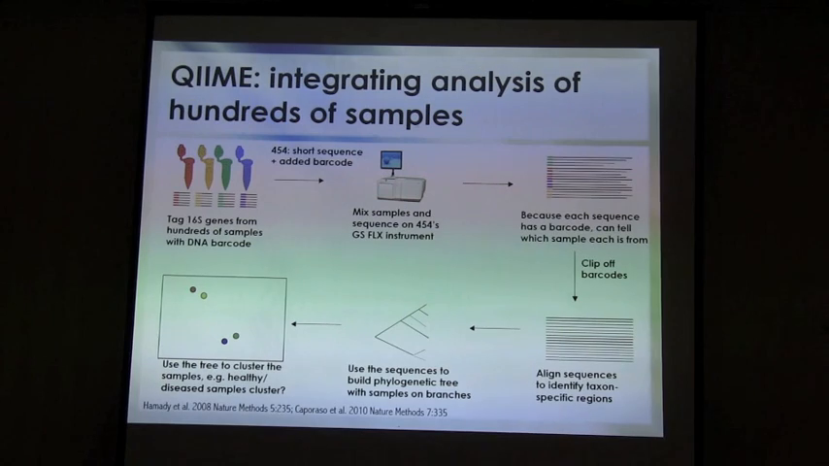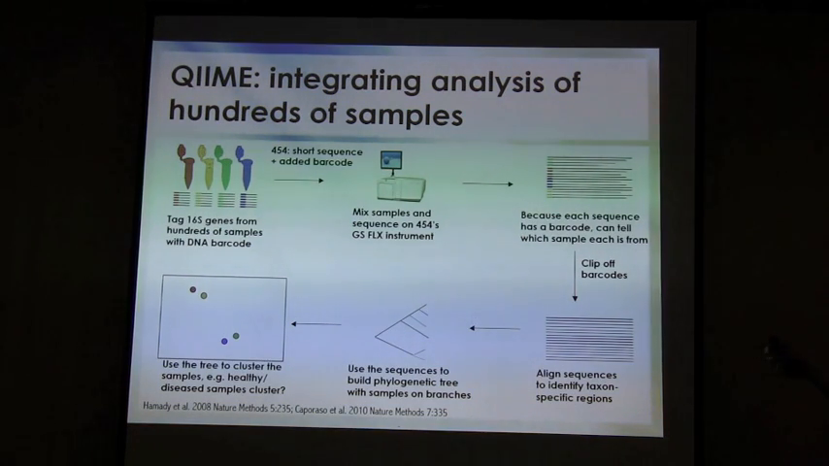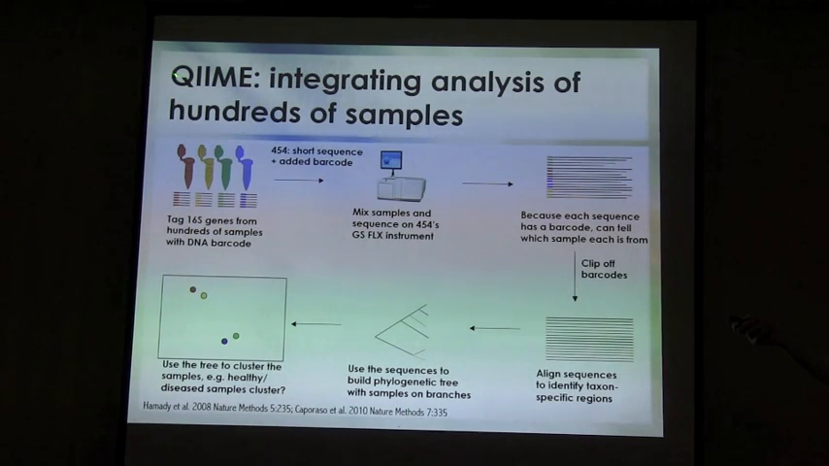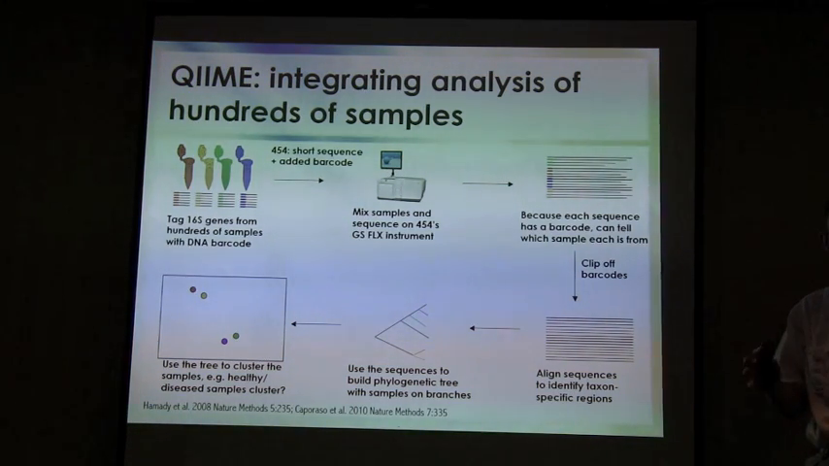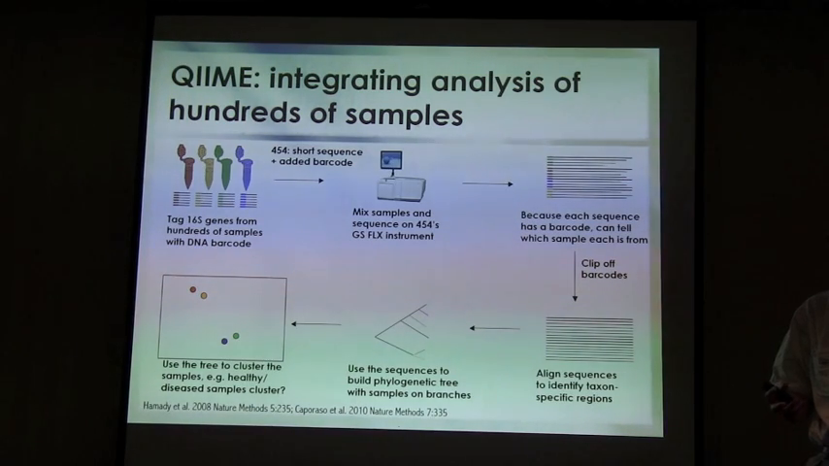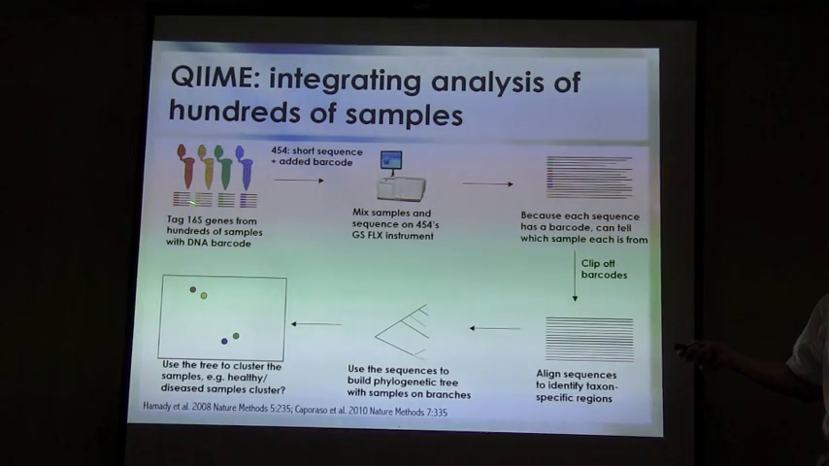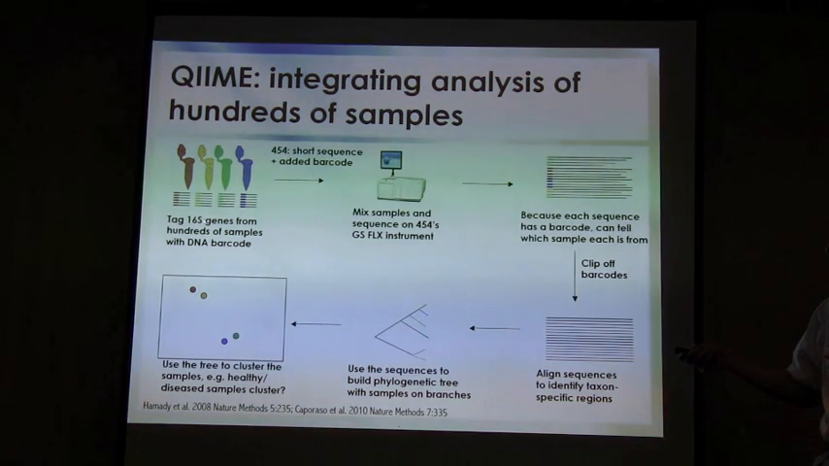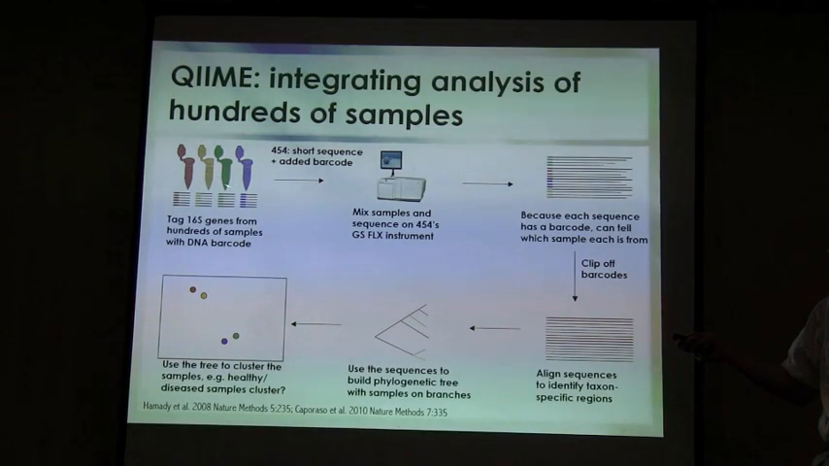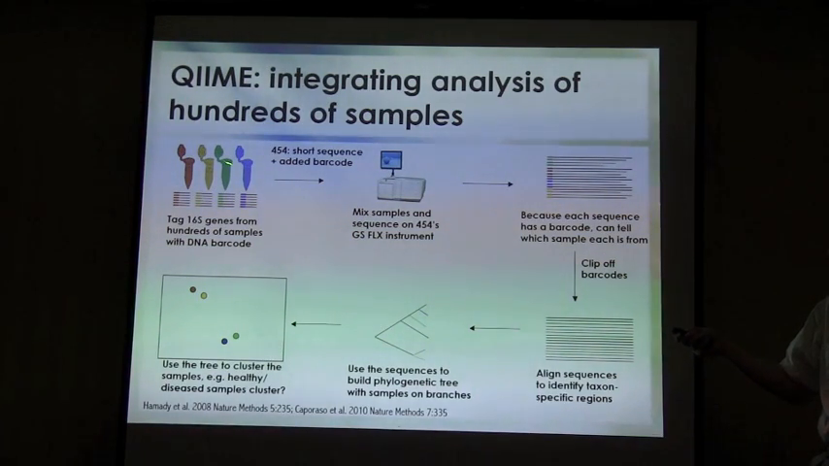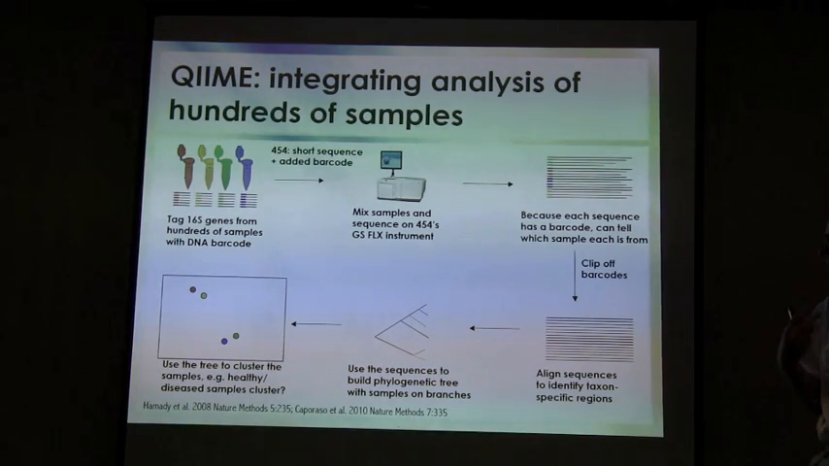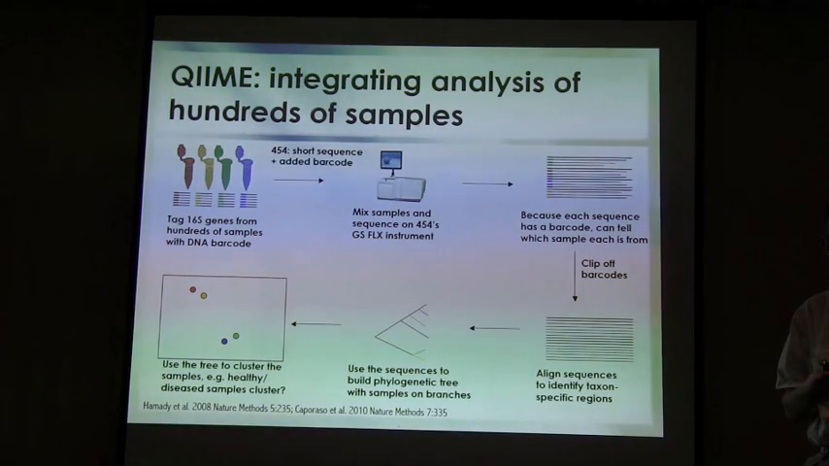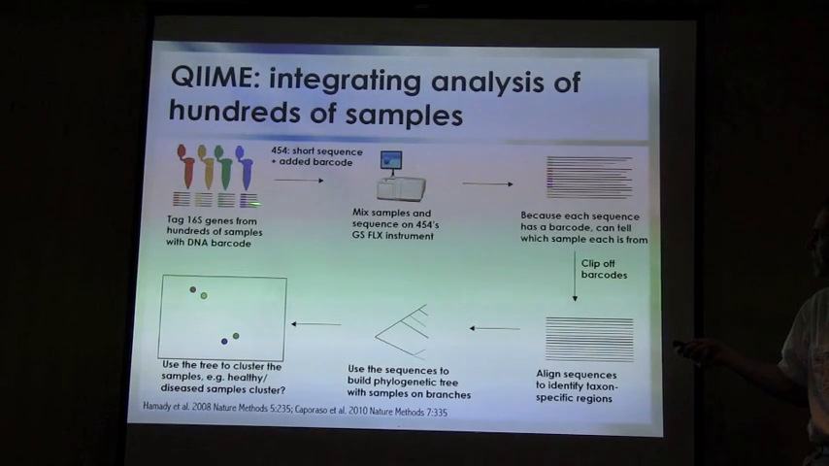So built on top of Unifrac, we put together this overall pipeline called QIIME, Quantitative Insights into Microbial Ecology. And the goal with this was to combine all of the steps for integrated analysis of hundreds of samples. So the strategy here was to use this barcoding approach, where we use error-correcting codes to tag 16S genes from potentially hundreds or now even thousands of samples, using a DNA barcode that we introduce at the PCR step.